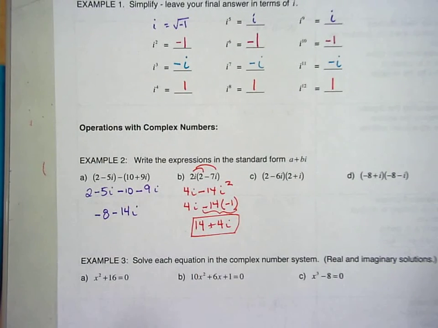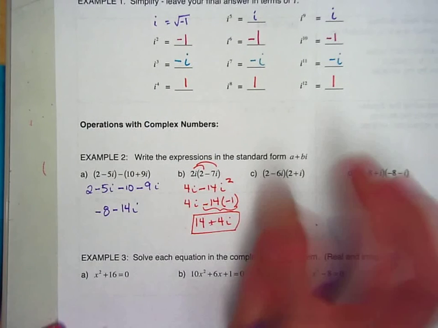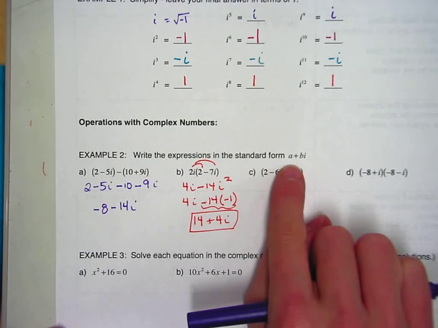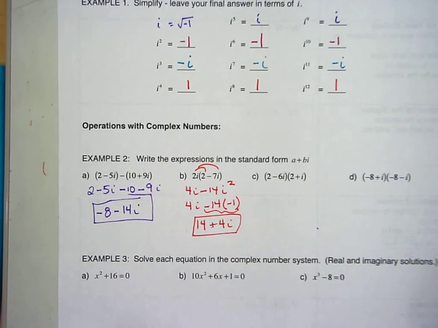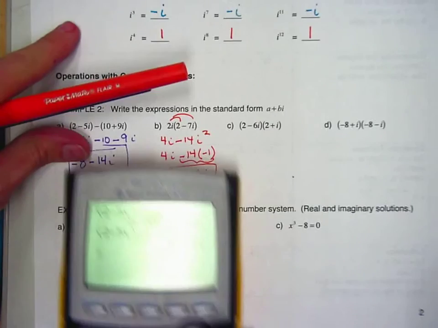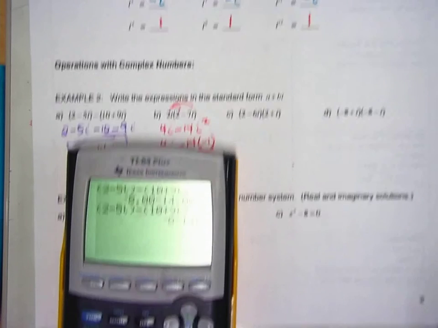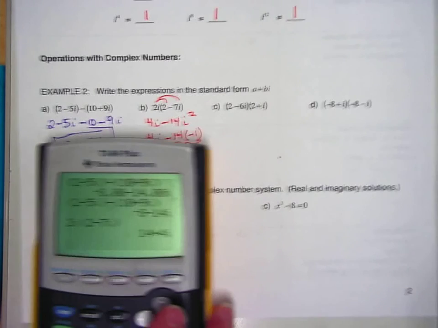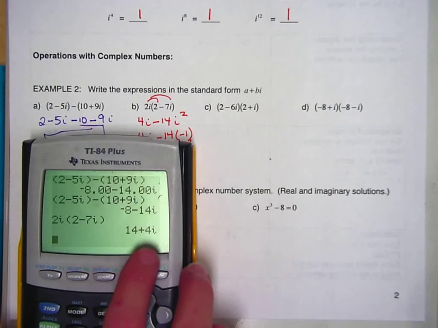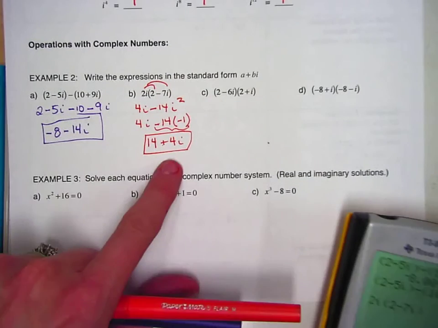Generally, when you write complex numbers, it's the real plus the imaginary part. So for standard form, you're always putting that real part first. So here again, we can check our work. We have 2i times the quantity 2 minus 7i, and there's your 14 plus 4i. Notice the calculator will automatically put it in standard form, so imaginary part second.